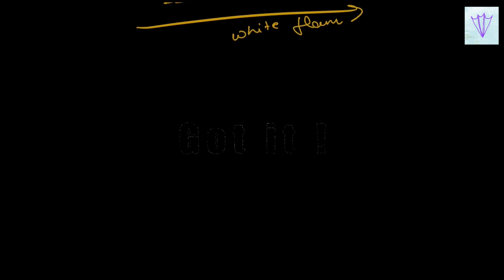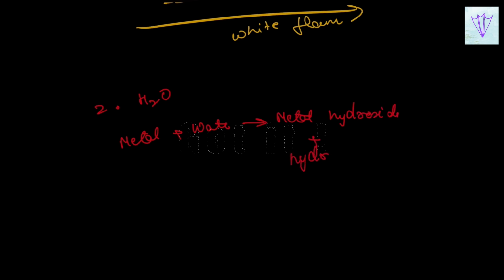The second reaction we are going to study is the reaction of metals with water. When a metal reacts with water, it produces metal hydroxide plus hydrogen gas. Hydrogen gas is produced when metals react with water. The second product could be a metal oxide. It can either be a metal oxide or a metal hydroxide. The highly reactive metals form their respective hydroxides, while less reactive metals form their respective oxides.